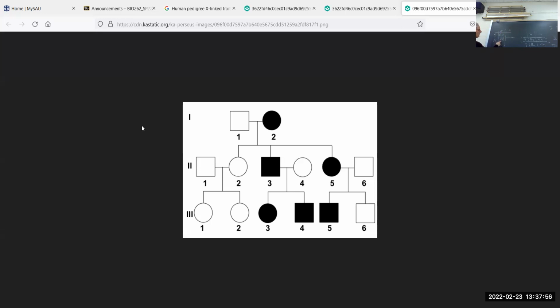half of them will be this genotype, half of them will be this genotype. So they're not affected, so they're either this one or this one. For this to work, this person here has to be heterozygous, has to be. So these individuals are either this genotype or this genotype, we don't know which.